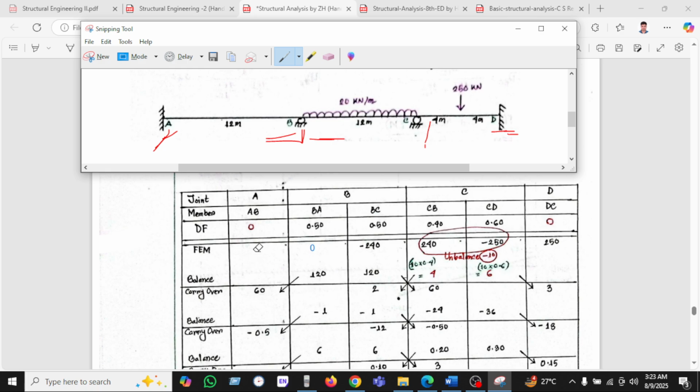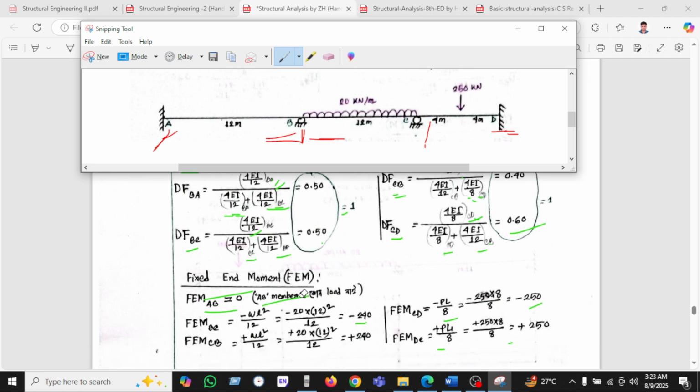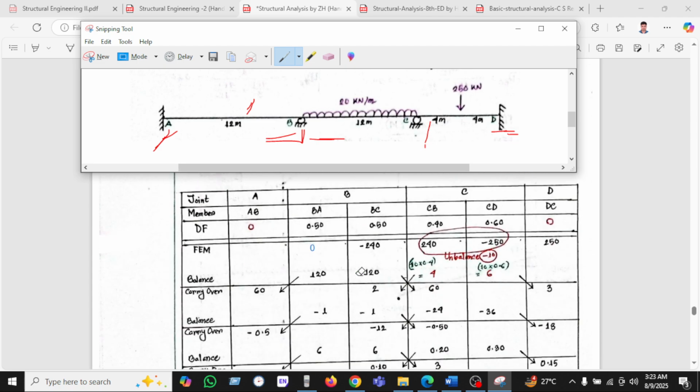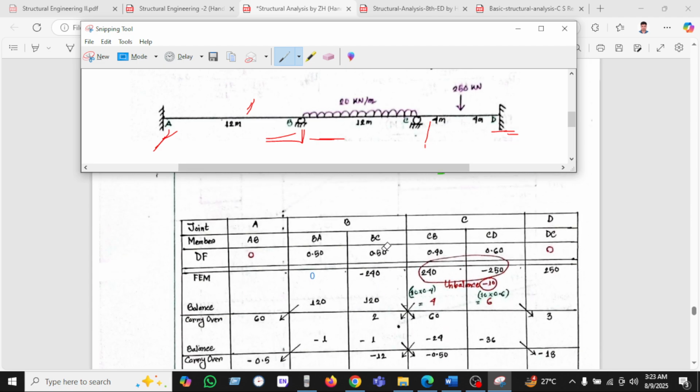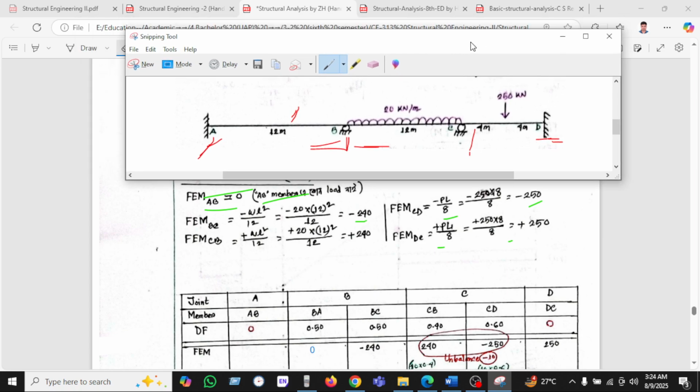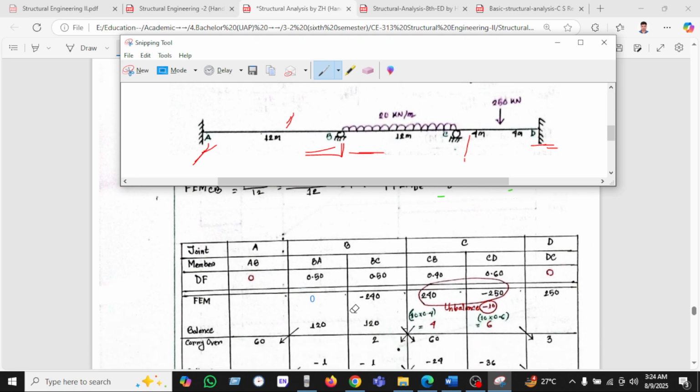So now we are looking at the fixed moments. How do we get these values, 0, 240, 240, 250? If we go there, the fixed moment AB is 0 because there is no load. That's why this is 0. But for BC, we have seen BC is 240. So this is the BC 240, and CB is 240. This is the 240 CB, and this 250 is minus 250, and the other 250 is positive. Okay, so let's see how we'll calculate this value.